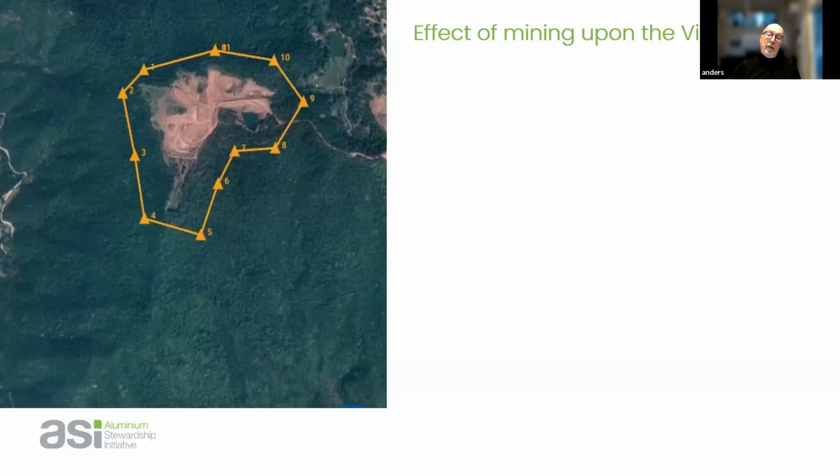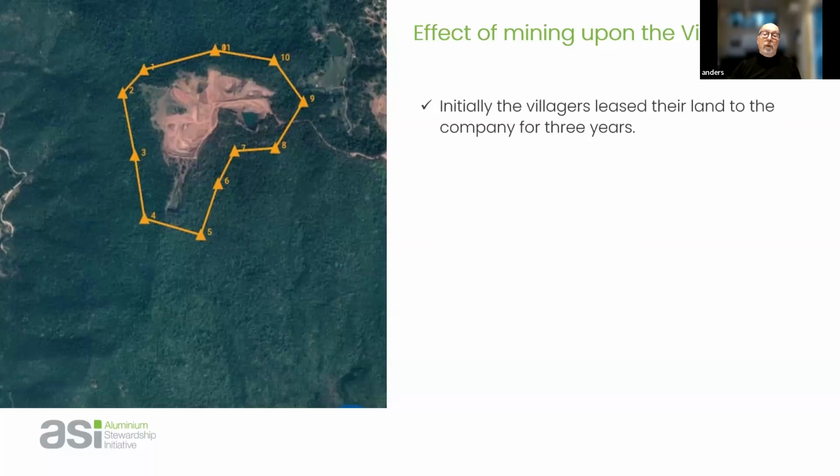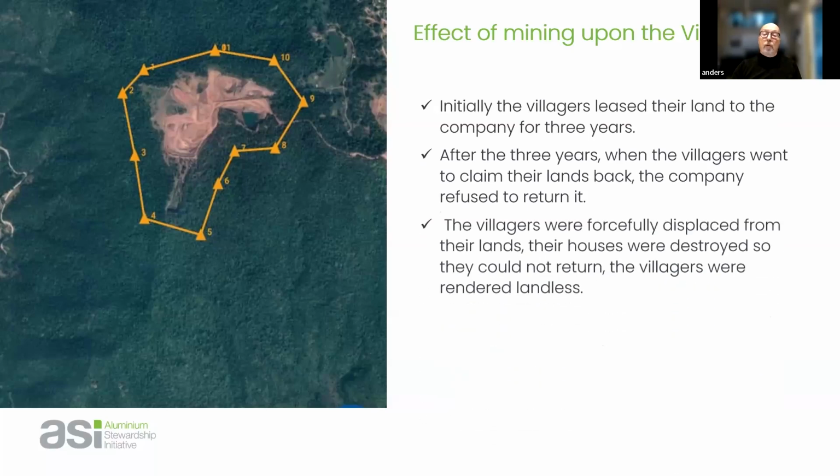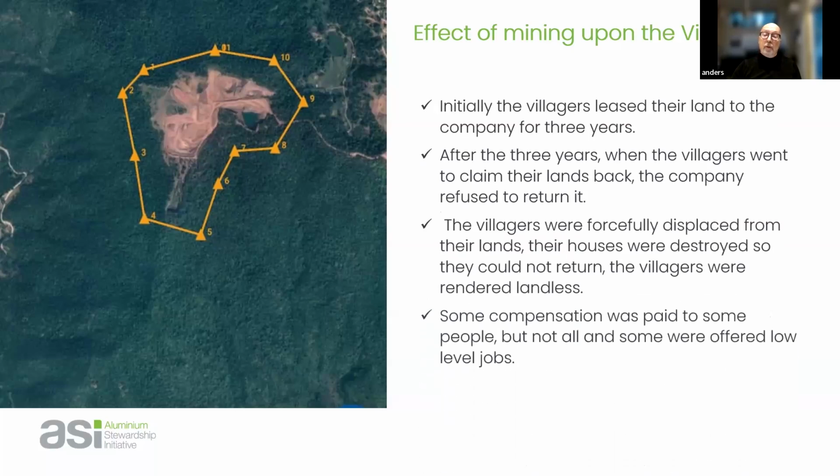Effects of the mining in the village that we found out after the study was done. We could see that initially the villagers leased the land to the company for 3 years. After the 3 years, when the villagers went to claim their lands back, the company refused to return it. The villagers were forcefully displaced from the land, their houses were destroyed so they could not return, and the villagers were rendered landless. Some compensation was paid to some people, but not all, and some were offered low-level jobs.